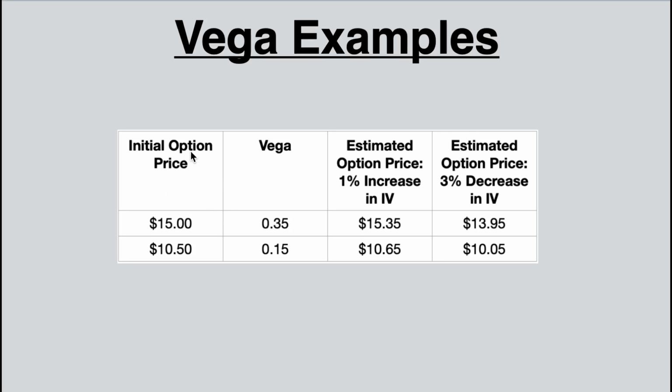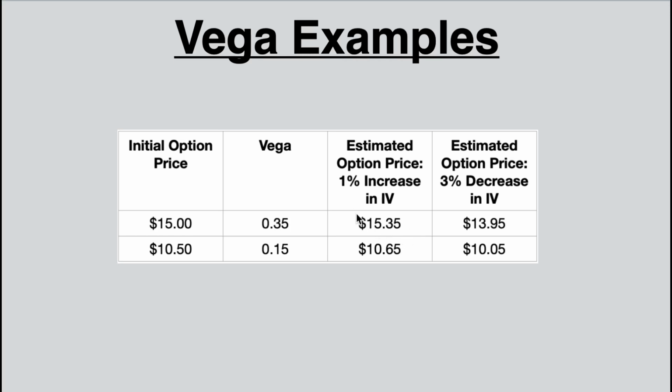Let's say that we have an initial option price of $15 here, and say the Vega is 0.35. That means that for every 1% implied volatility increase or decrease, the price of an option is going to increase or decrease by 0.35. So let's say that the implied volatility increases by 1%. Usually every time implied volatility increases, that's in your favor and it's going to make the option price increase. That is why from right here, we went from an initial price of $15 up to $15.35.